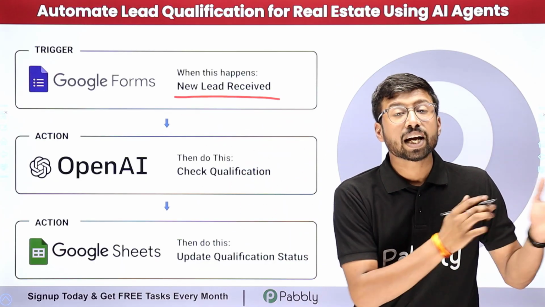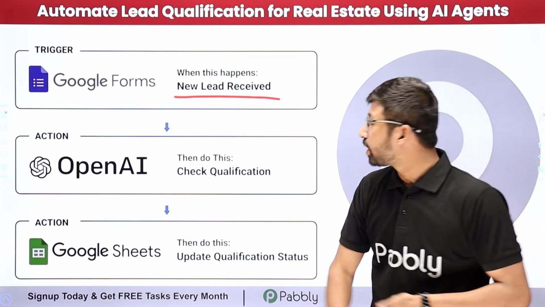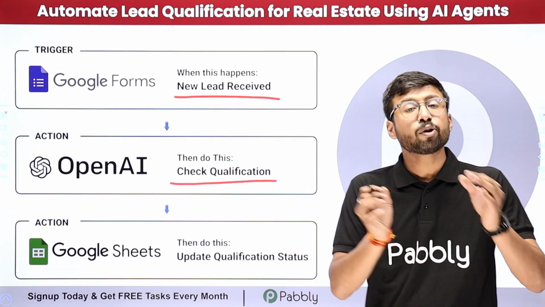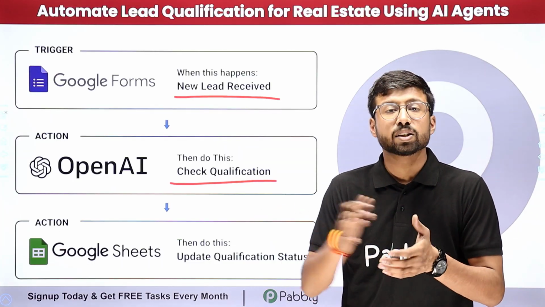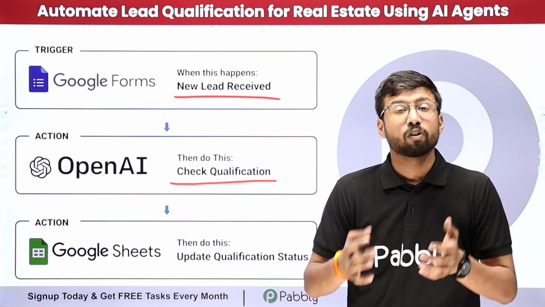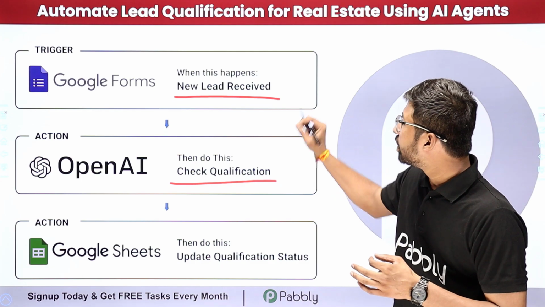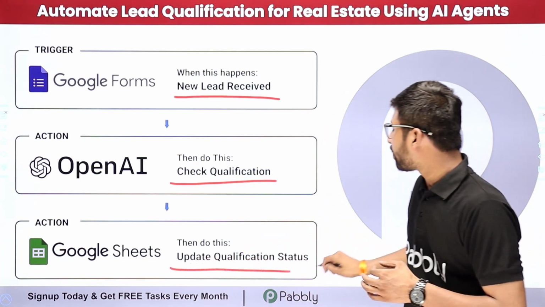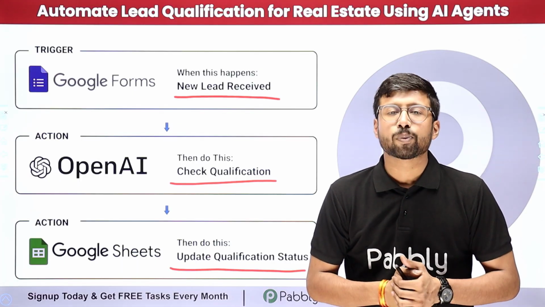Then after that, this AI agent will send the responses, the requirements of the same lead, to an AI platform like OpenAI, and using OpenAI, we are going to check the qualification, whether the lead and their requirements are qualified for our business or not, and do we deal in such kind of properties and clients or not. After getting the qualification status, this AI agent will automatically update the qualification status back in the same Google Sheet in which we are storing our Google Form responses.